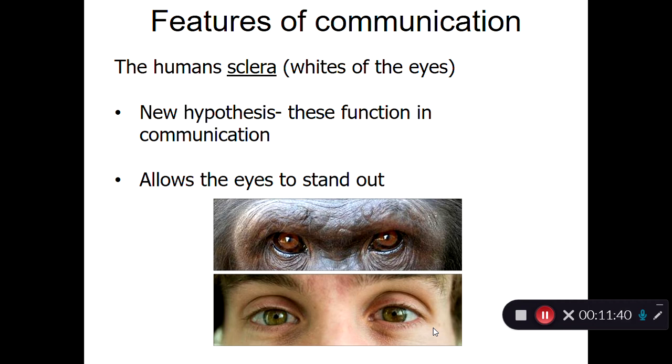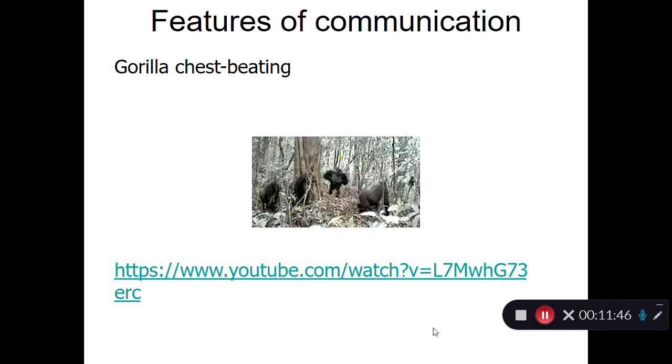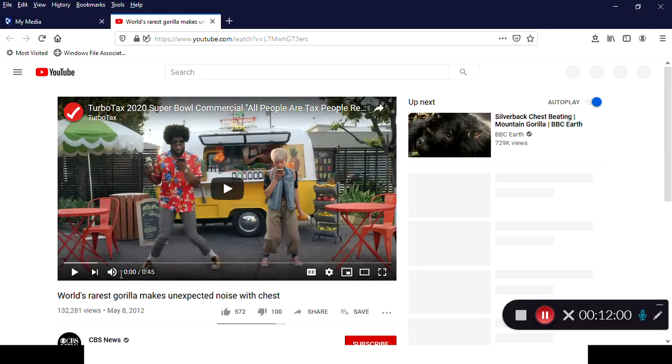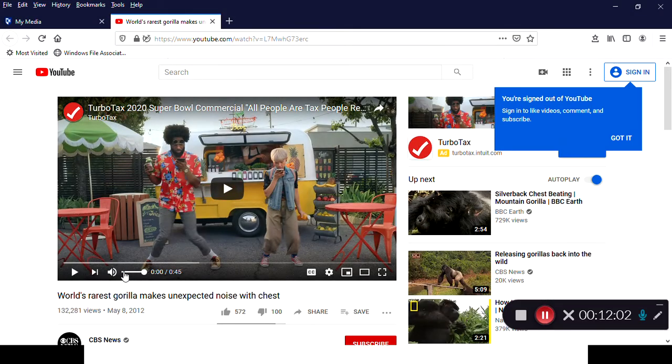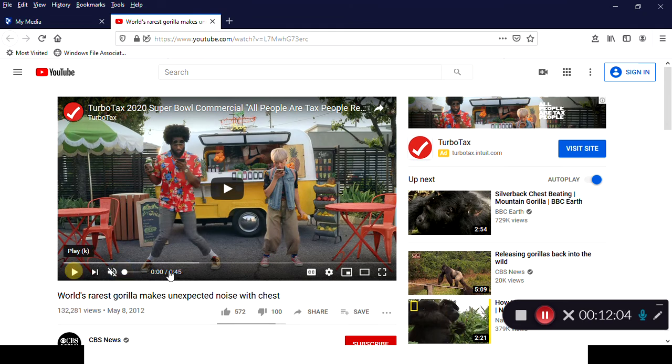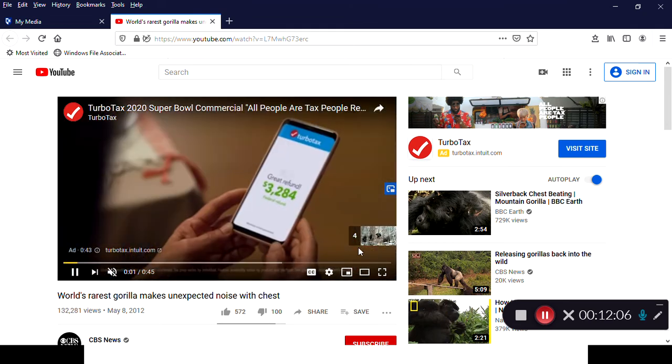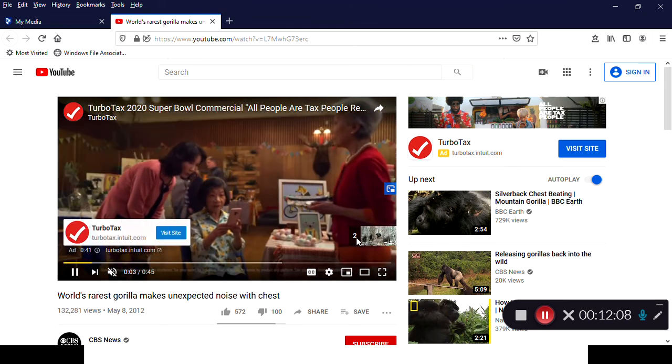So this allows the eyes to stand out and be more of a communication feature. We also have species-specific things like this gorilla chest beating. I'll try to show it to you, and hopefully you can hear this. But this was a pack of gorillas that were in the forest, and they were being threatened, I suppose, by the cameraman. They did not like the cameraman's presence to be there.